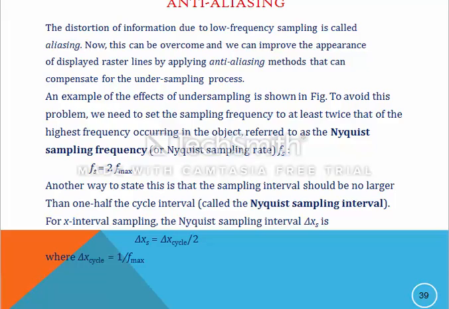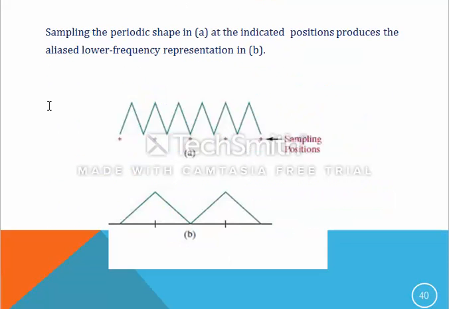Next, anti-aliasing. The distortion of information due to low frequency sampling is called aliasing. This can be overcome, and we can improve the appearance of displayed raster lines. That is, the undersampling can be compensated for by applying anti-aliasing methods. An example of the effects of undersampling is as shown in this figure.